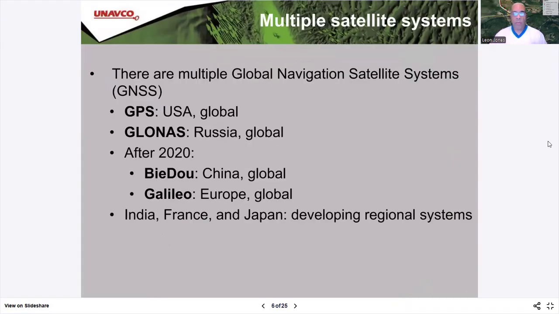There are multiple global navigational satellite systems. GPS, again, USA and global. GLONASS, Russia, global. And after 2020, we have your BeiDou, China and global, Galileo, Europe and global. India, France, and Japan are also developing regional systems as well.